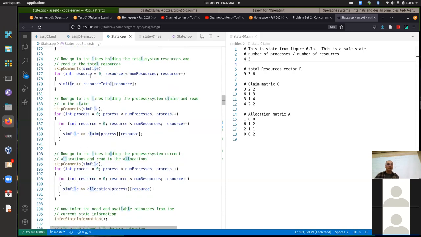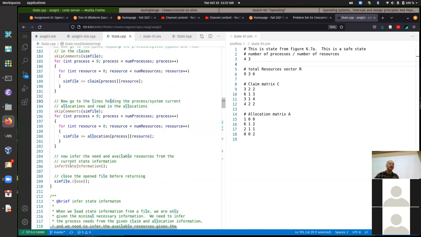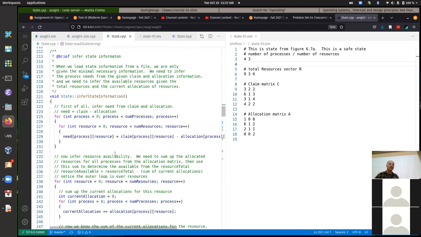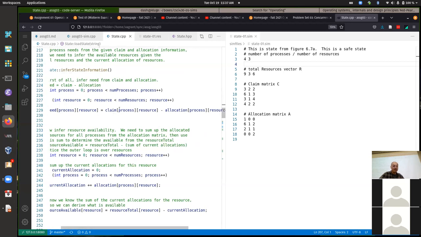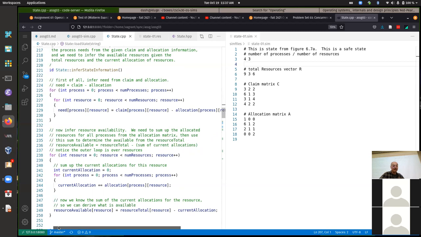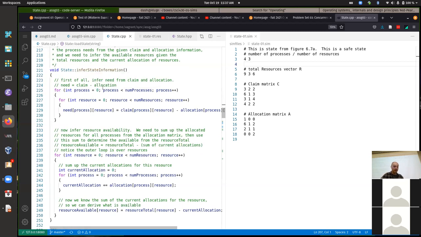So once we've got the total resources and the claim and the allocations in here, then we can infer the current available and the need matrices. We call the infer state information function, which assumes that these have already been read in. So it can, for example, figure out the need matrix. The need matrix is just the difference between the claim and the allocation at each row and column, or each process and resource. Again, it's just a nested loop where we loop over the processes on the outer loop, and loop over the resources on the inner loop in order to calculate every individual need, all the claims minus the allocation.